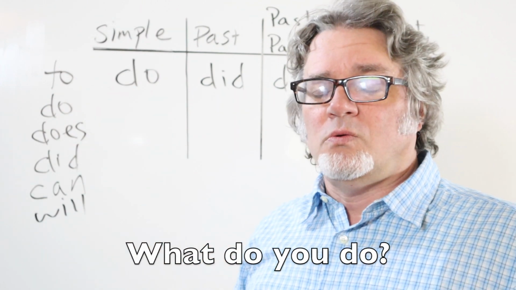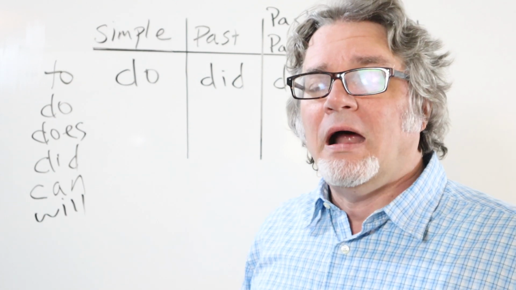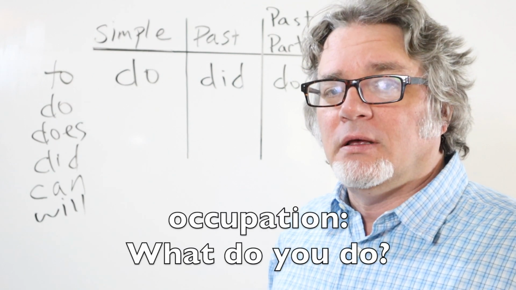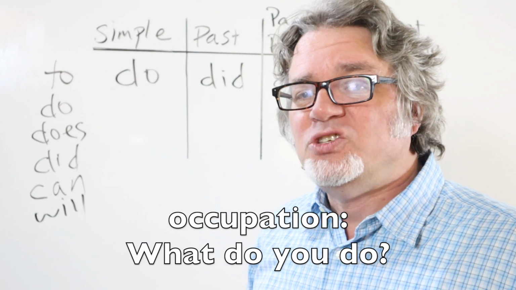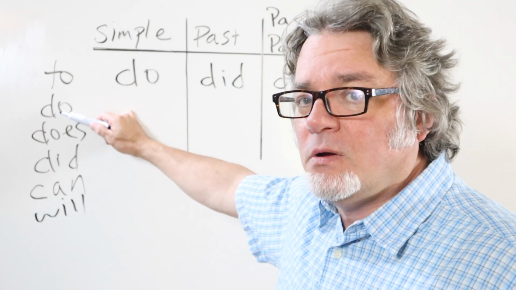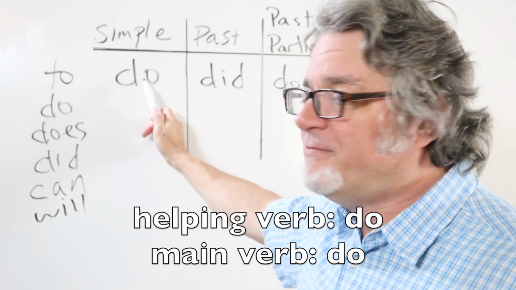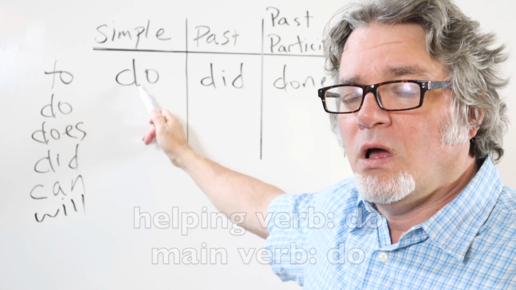What do you do? When someone asks you about your occupation, they'll ask, what do you do? The helping verb is do, what do, the subject is you, and then the main verb is do.